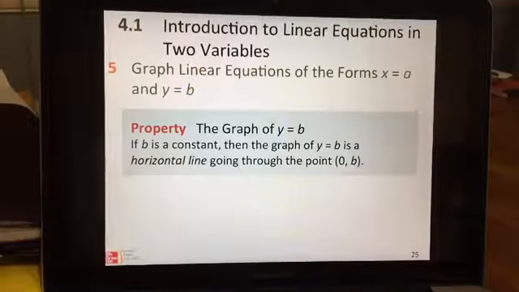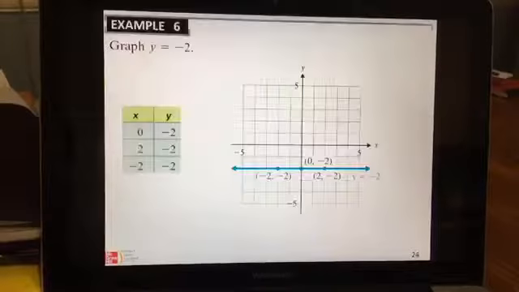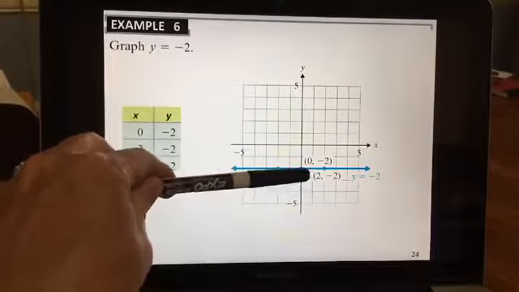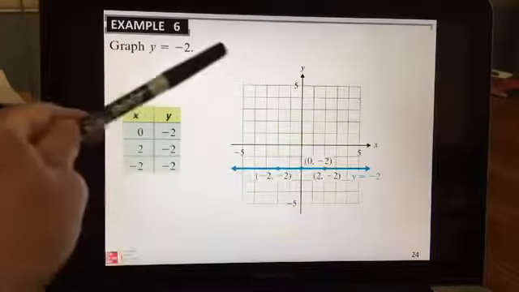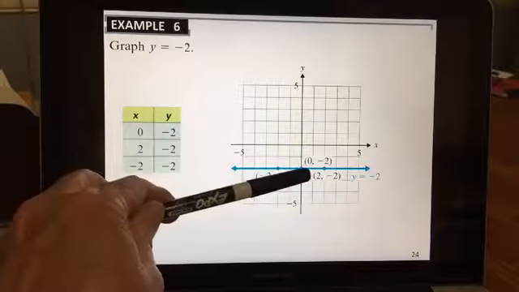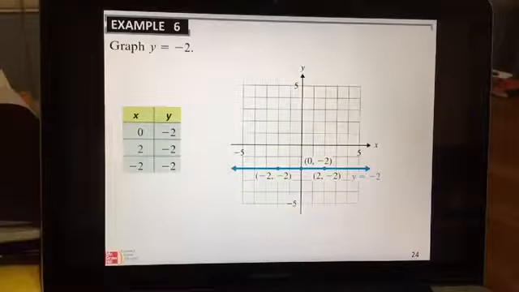The graph of y equals b. If b is a constant, then the graph of y equals b is a horizontal line going through the point (0, b). And if you look, (0, b), okay, (0, -2) is a point on this line.